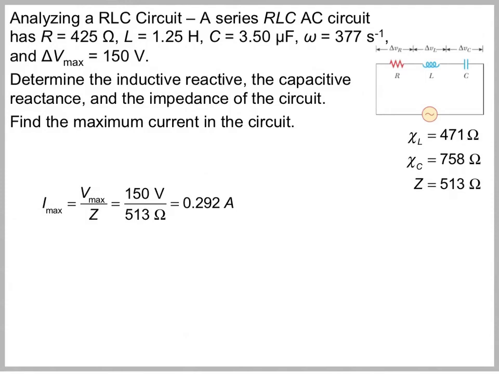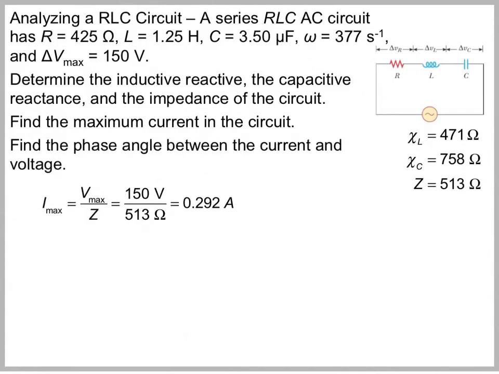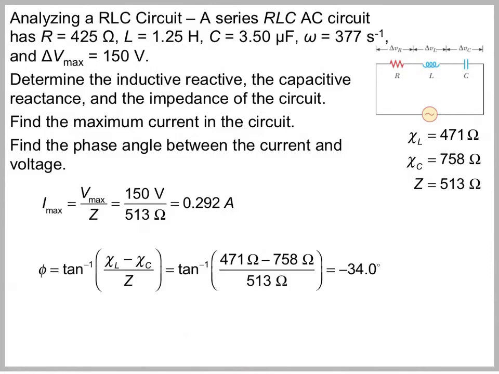What's the phase angle between the current and the voltage? Well, the phase angle is the arctangent of chi sub L minus chi sub C over Z. We plug that in, we get that the phase angle is minus 34 degrees.